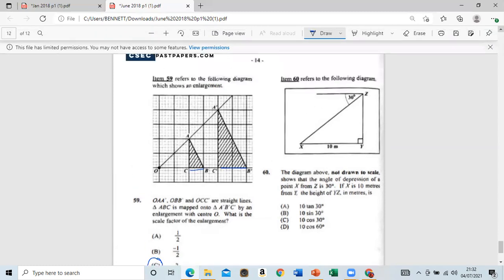And now 60 and last. Item 60 refers to the following. The diagram above, not drawn to scale, shows the angle of depression of a point X from Z is 30 degrees. If X is 10 meters from Y, then the height of YZ is, so I look at this side. So this will also be 30. I did this on the last one. And then you see the opposite, as we're looking for this, upon adjacent, so it's done.